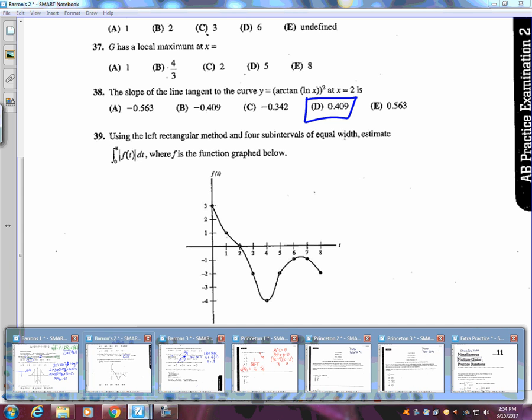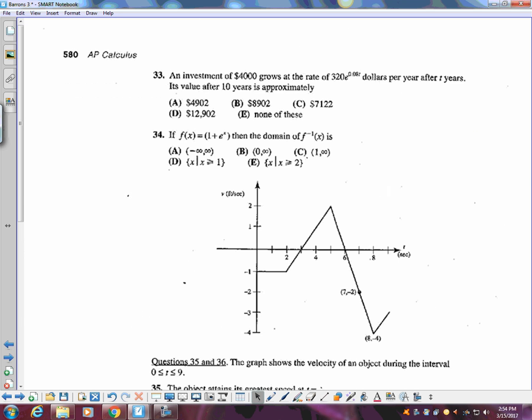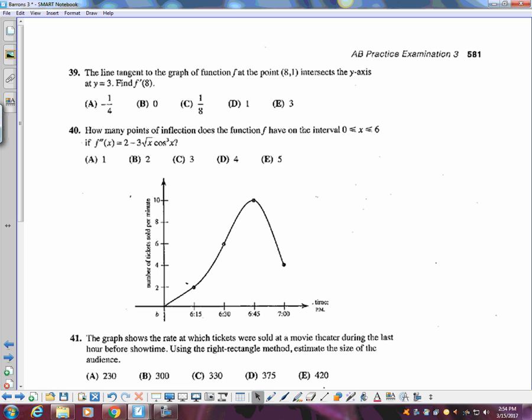Okay, Barron's 3, 39. The tangent line to the graph of the function f, I don't even know what f is, at the point 8, 1, intersects the y-axis at 3. I want to find f prime at 8. And my point is 8, 1, right? So I want the tangent line at this point. Isn't that what that's saying? Find me the slope of the tangent line at that point.